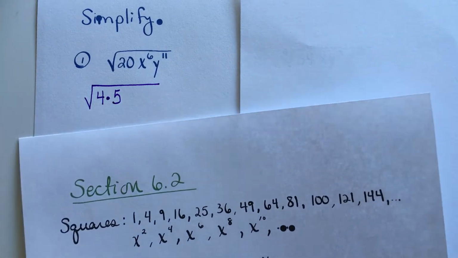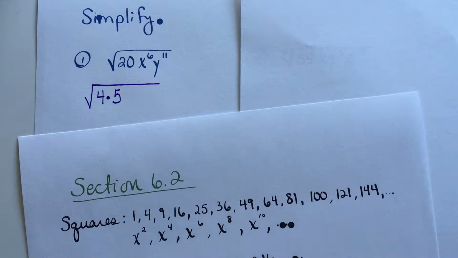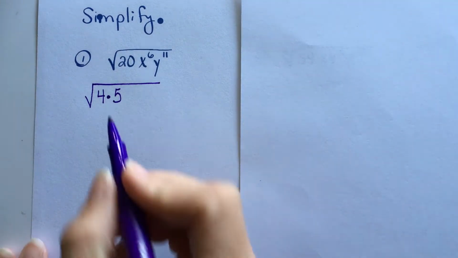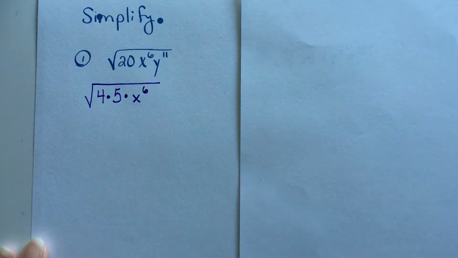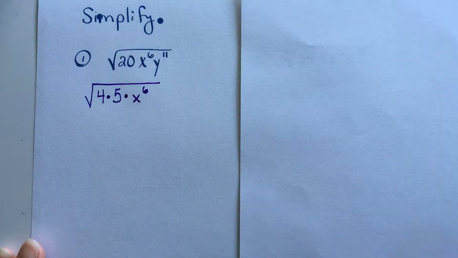So first of all, I have x to the 6th power. Now if you look at your list of perfect squares, you do have x to the 6th power on your list. So since it's already on your list, then you're going to leave it exactly like it is. Okay, now let's look at y to the 11th.